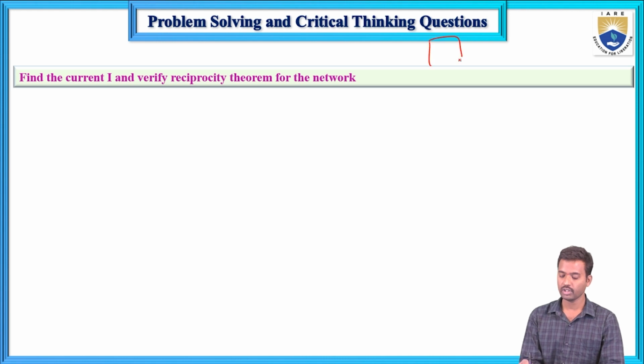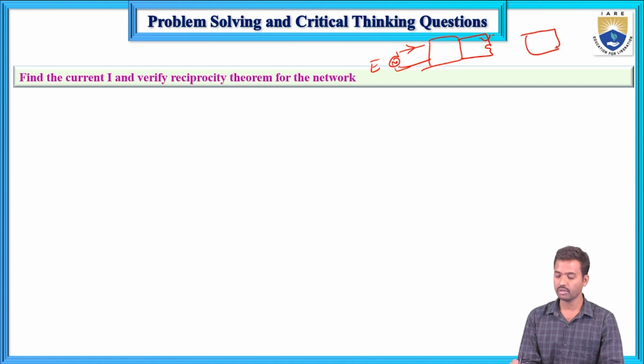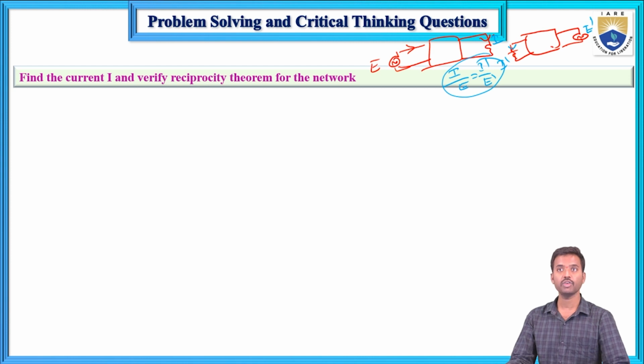First, this is the network. This is the response, the current I, and this is the supply voltage, the excitation. Next, if you interchange the source, it is the same again in a linear bilateral network. This is the I and this is the E, and this is the I dash and this is the E dash. The ratio of response to excitation is the same for both. If this is satisfied, then the reciprocity theorem is verified.